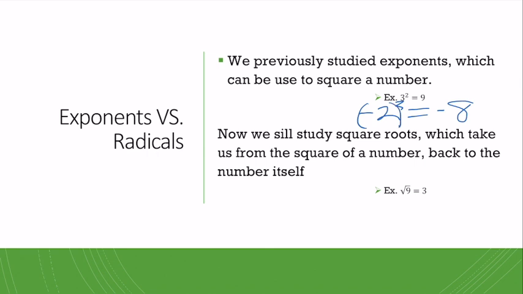And next what we're going to do is study square roots or higher degree roots. We also call these radicals. And what they do is take us from a square of a number back to the number itself. So since 3 squared is 9, the square root of 9 is 3. I could also take the cube root of -8, and that would give us -2. Roots undo exponents is a good way to think about this.